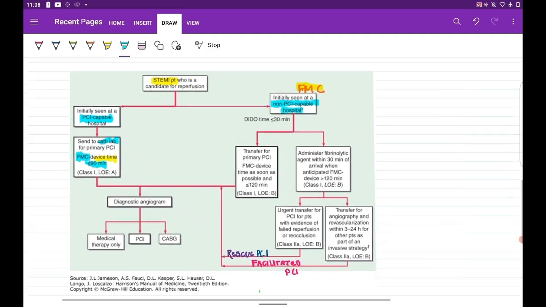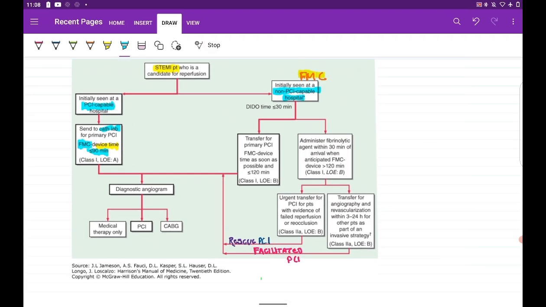Now what happens if a patient shows up at a non-PCI capable hospital? There are no PCI facilities available in this hospital, and now this hospital becomes the first medical contact of the patient. Primary PCI is the default treatment and a better treatment for STEMI as compared to thrombolysis or fibrinolytics, so we can think of transferring the patient to a PCI capable hospital. This should only be done if the first medical contact to device time is less than 120 minutes, that is, less than 2 hours.